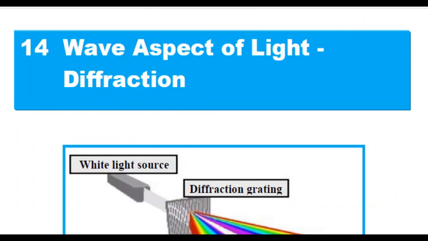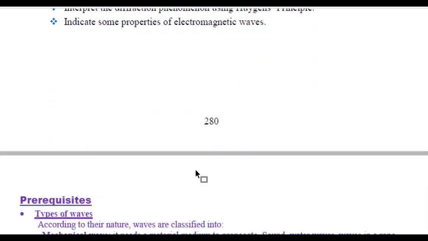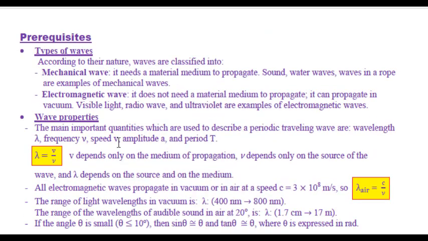Now, before starting the lesson, wave aspect of light, diffraction, keep in mind these important prerequisites. Types of waves. According to their nature, waves are classified into mechanical waves, which need a material medium to propagate, like sound, water waves, and so on. Electromagnetic waves do not need a material medium to propagate. They can propagate in vacuum. Visible light, radio waves, ultraviolet, X-rays are examples of electromagnetic waves.